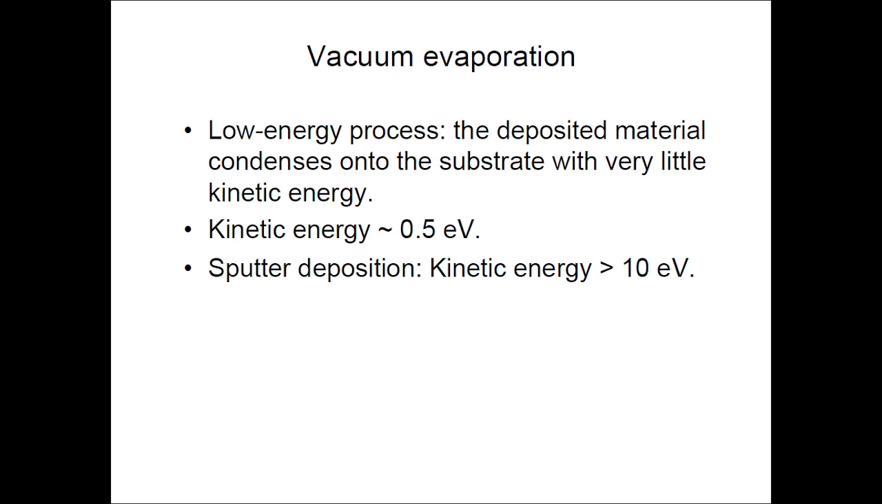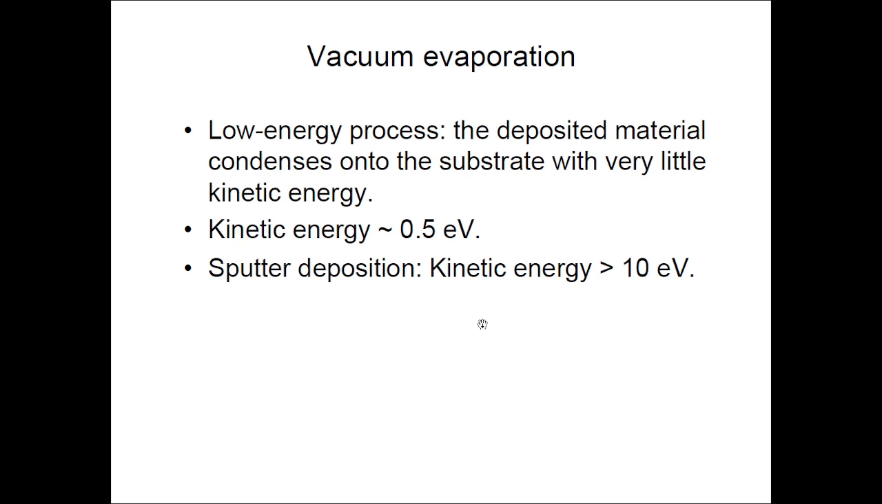Okay, so when you talk about vacuum evaporation, why do we use it? It is a low energy process, and the deposited material condenses onto the substrate with very little kinetic energy. So that is one of the advantages. And the kinetic energy of the atoms deposited on the substrate will be 0.5 electron volt.